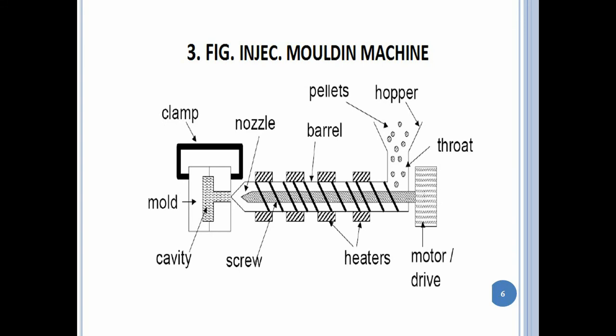See here, that is a clamp. This clamp is there, this mold is there, this is the cavity. This is continuously in open and closed condition. Cooling is also important. When the plastic product gets cooled, it falls down. Again, the same procedure is continued.